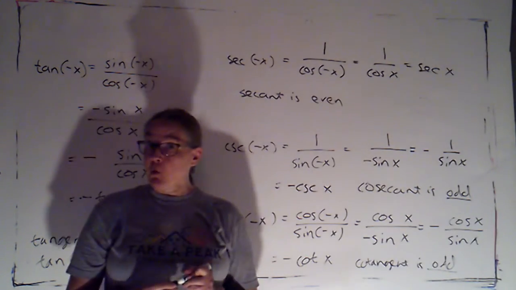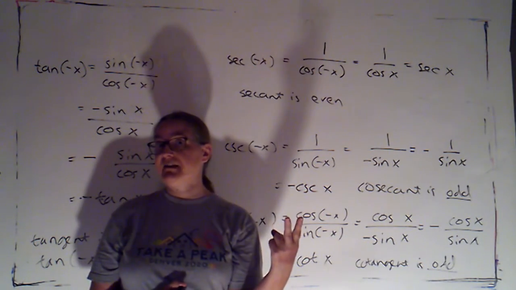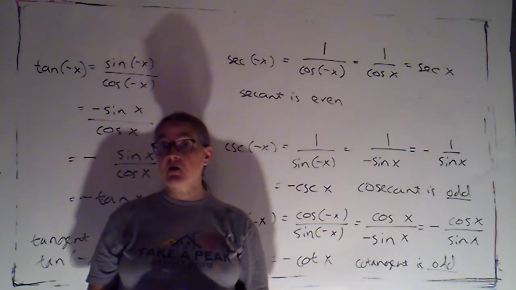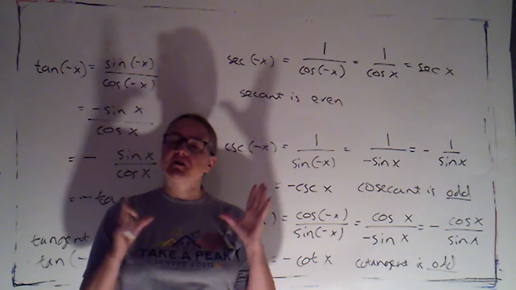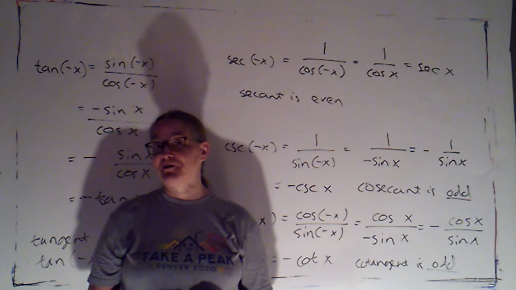So actually 4 of the trig functions are odd. Sine and its reciprocal cosecant are odd, and tangent and cotangent are also both odd. So the 2 that are even are cosine and its reciprocal secant.